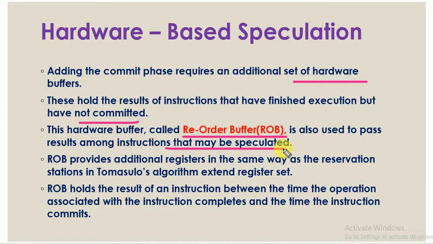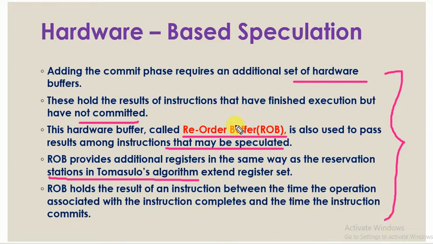So it holds all the results among different instructions, and that is to be committed in the order as it arrived at the initial stage. The reorder buffer provides additional registers in the same way as the reservation stations in Tomasulo algorithm extend the register set. It also holds the result of an instruction between the time the operation associated with the instruction completes and the time the instruction commits. So it will have all the time information also along with the reorder buffer.